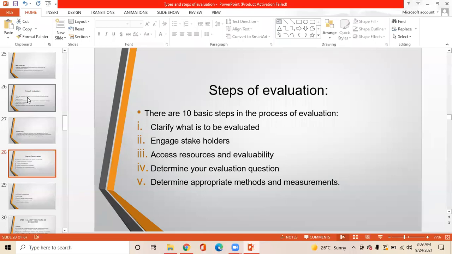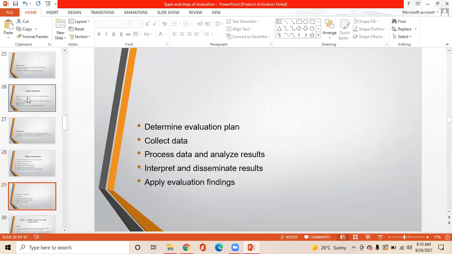Now, coming towards the steps of evaluation, there are 10 basic steps in the process of evaluation. First is to clarify what is to be evaluated. Second is engage stakeholders. Third is assess resources and evaluability. Fourth is to determine your evaluation questions. Fifth step is determine appropriate methods and measurements. Sixth is determine evaluation plan. Seven is collect data. Eight is process data and analyze results. Ninth is interpretation and dissemination of these results. While 10th and last step is applying of evaluation findings.